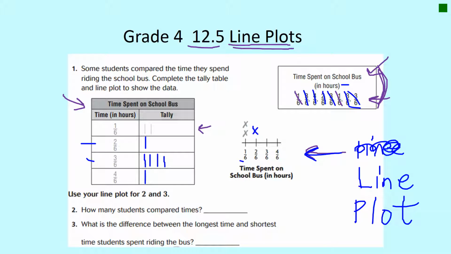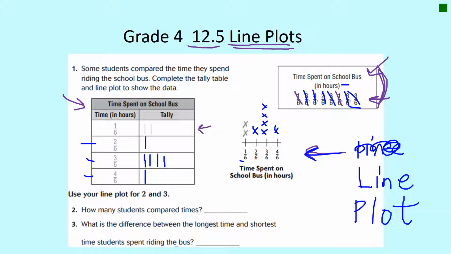Let's go down here to 3/6. That got 4 tallies. So 1, 2, 3, 4. Each of those X's stands for a kid who spends that much time on the school bus. And then we go to 4/6 hours. Only one kid spends 4/6 hours on the school bus. So there is a completed line plot.